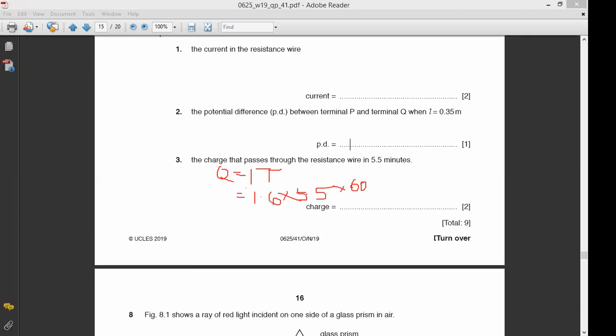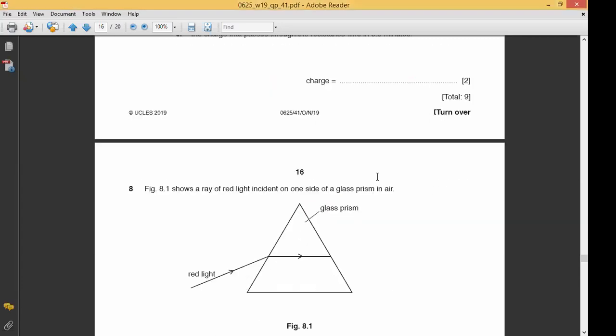528, I guess. 528 coulomb. That's the answer. Okay.